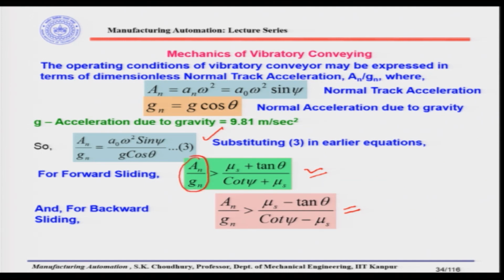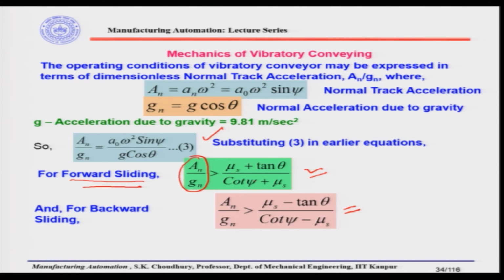This is the normal track acceleration and this is dimensionless, therefore it is more convenient. So, it is important for us that for forward sliding we have this condition satisfied. In that case, we know that the parts are properly going up the track.